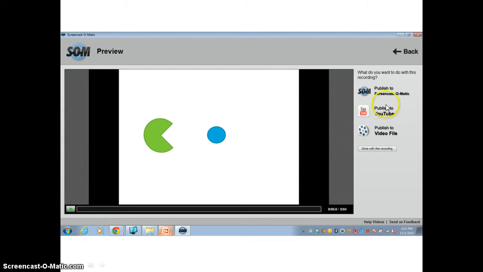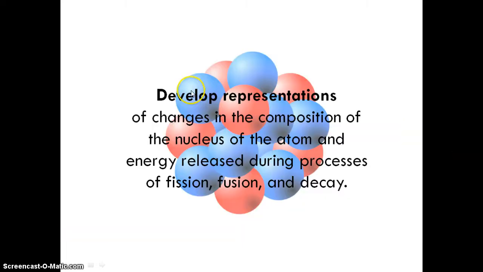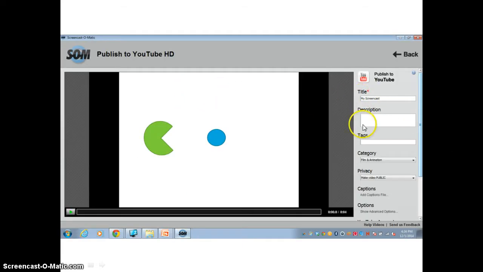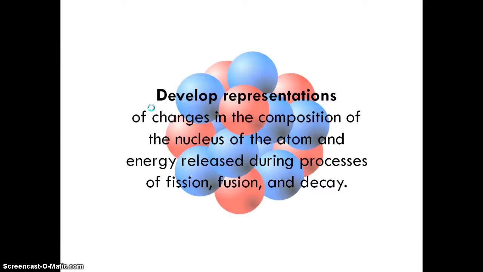Okay, and so when you click on that publish to YouTube, you want to give it a title here, and then you'll scroll down and actually publish it. Once it does that, it'll actually create a link to that particular podcast, and then you can share that link on your teacher's classroom website or spreadsheet, whatever your teacher indicates.